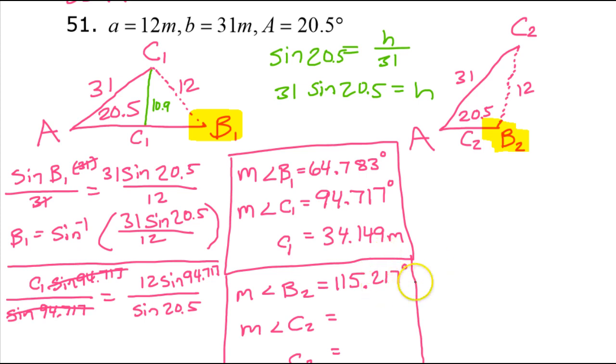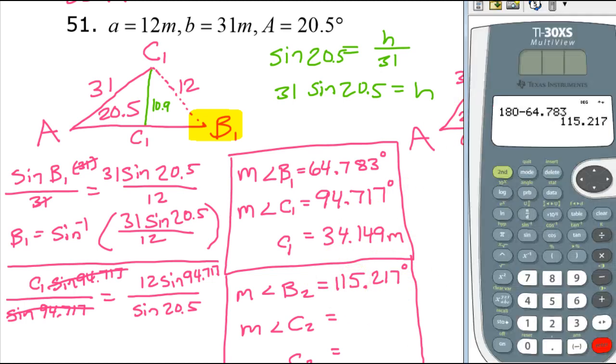Okay, now I can find the measure of angle C by subtracting from 180, because now I have 2 out of 3 angles. So if I start with 180 and I subtract the 20.5 that we started with, and I also subtract the 115.217 that I just found, I get 44.283.